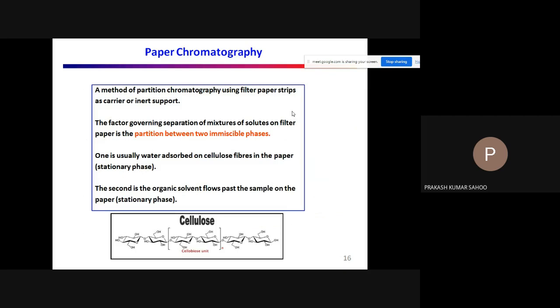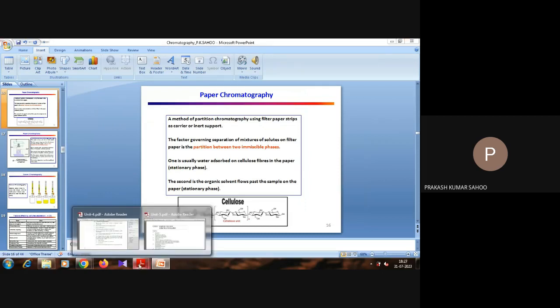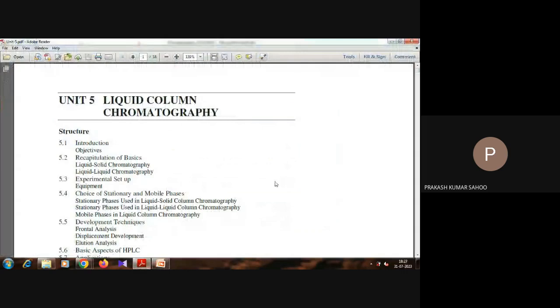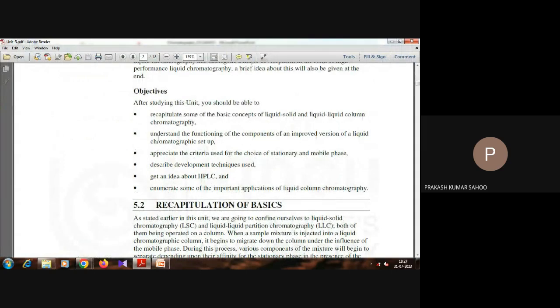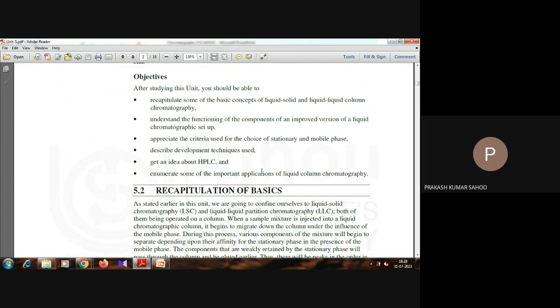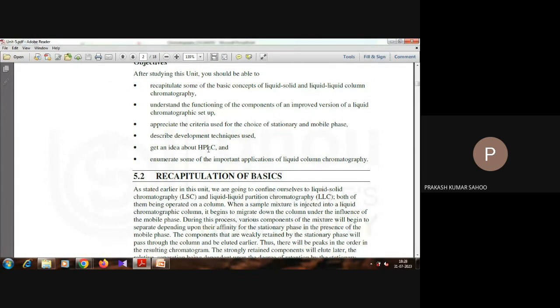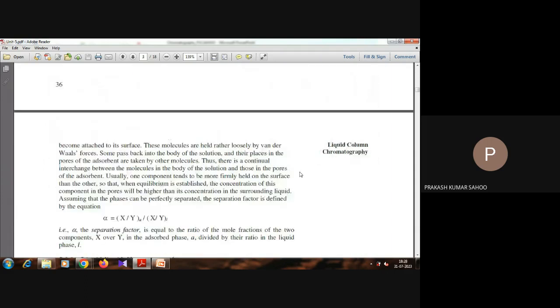Okay, so before going to this part, let's go to our PDF unit. So, liquid chromatography. The objectives of this unit are to recapitulate some of the basic concepts of liquid-solid and liquid-liquid chromatography, understand the functioning of the components of an improved version of a liquid chromatographic setup, appreciate the criteria used for choice of stationary and mobile phase, describe development techniques used, get an idea about HPLC, that is high performance liquid chromatography, and lastly enumerate some of the important applications of column chromatography.